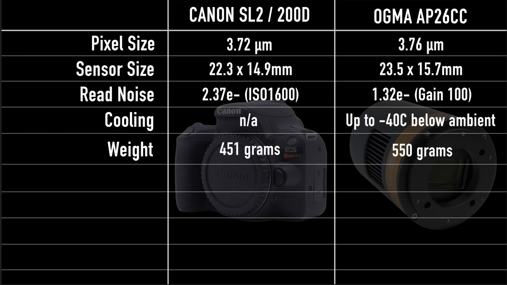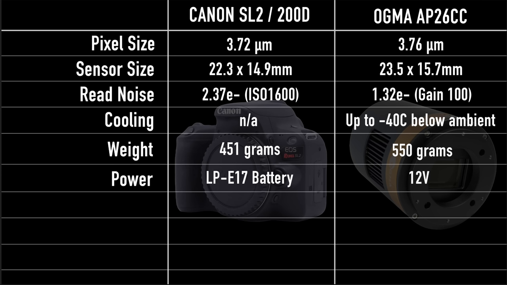In terms of weight, the Ogma is a little bit heavier. This is with the battery and SD card in the Canon. It's still about 100 grams lighter than the dedicated astronomy camera with its big cooler and all metal construction.